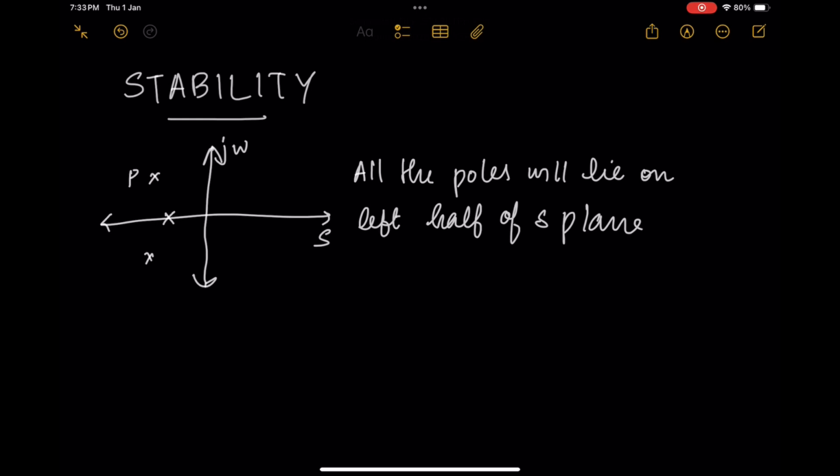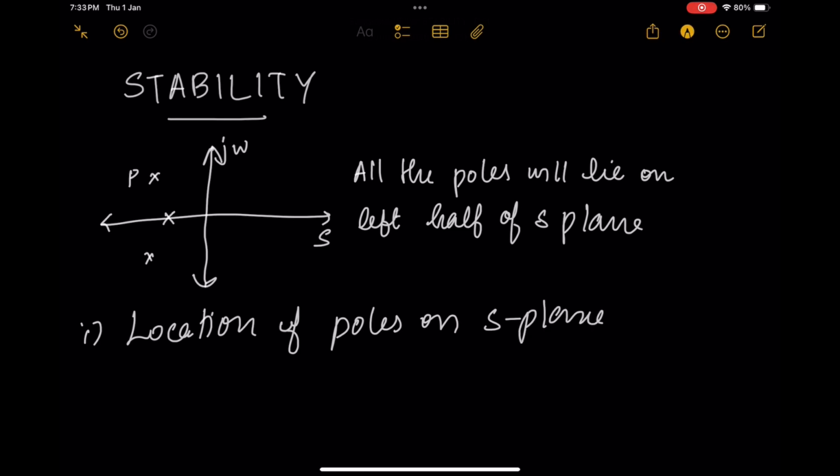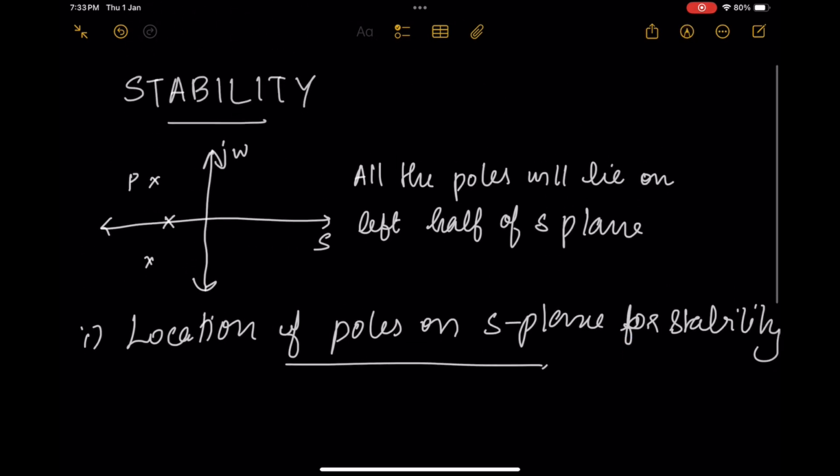So I'm gonna write some locations of poles on the S plane that determine whether a system is stable or not. I'm gonna give you some general equations and whether they are stable or not. So first of all, I'm gonna give a heading: location of poles on S plane for stability.